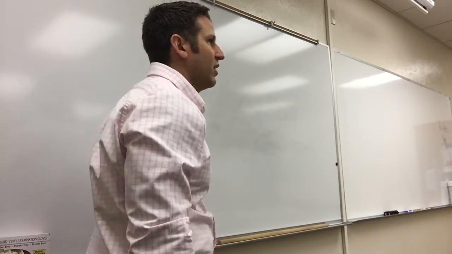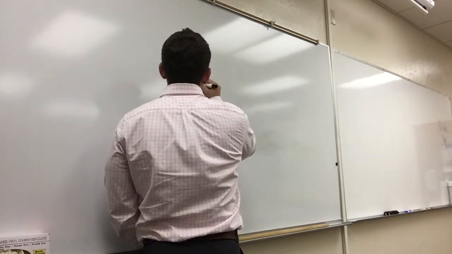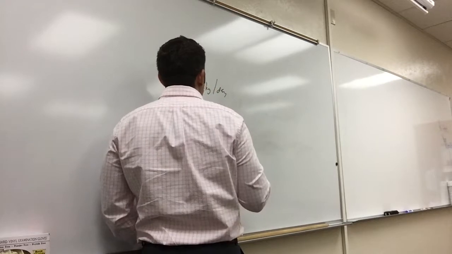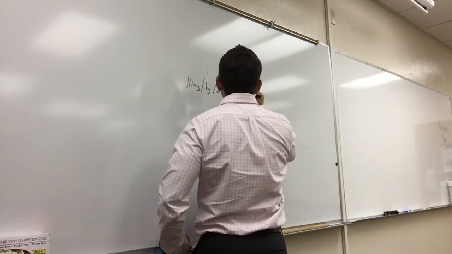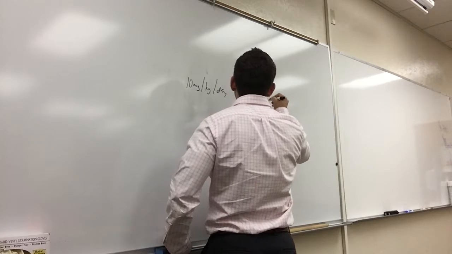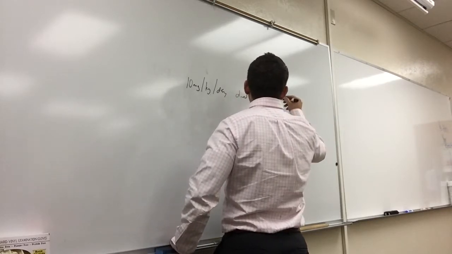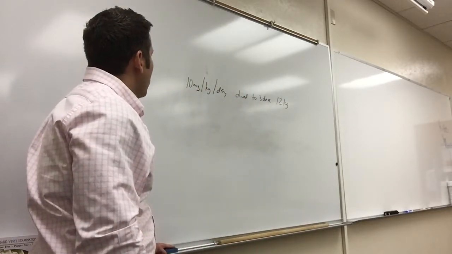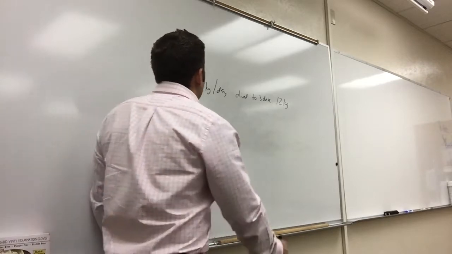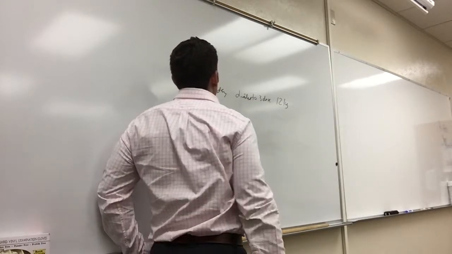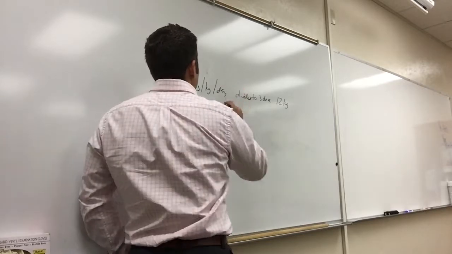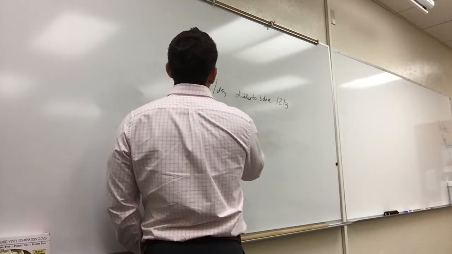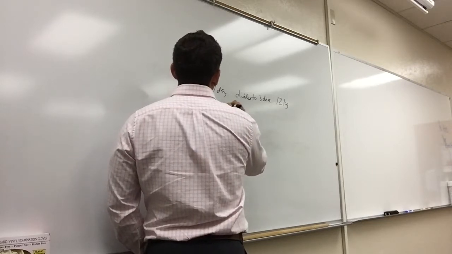Okay, so the order is 10 milligrams per kilogram per day. And the patient divides this into 3 doses. Patient weighs 12 kilograms. How much will she take per dose? So, what do we know right off the bat? 10 milligrams per kilogram per day. So I need to make this specific to my patient. So I know right off the bat that I'm going to have 120 milligrams per day.